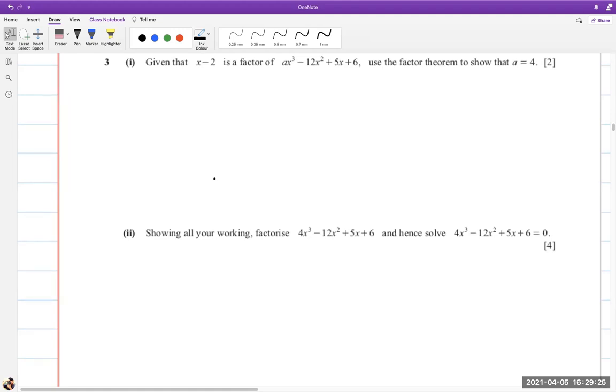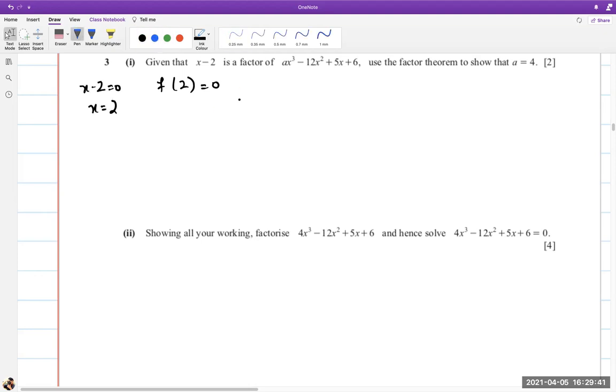Alright, this one is saying given that x minus 2 is a factor, so we know that if we plug in x equals 2, it will be equal to 0. So we'll just say that x minus 2 is a factor, so f of 2 is equal to 0. How do I know that it is f of 2? Because x minus 2 equal to 0 gives x equals 2.